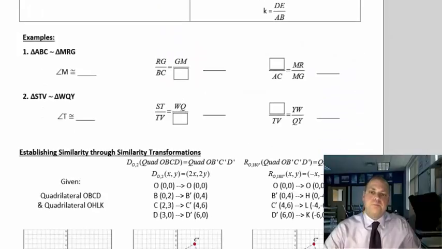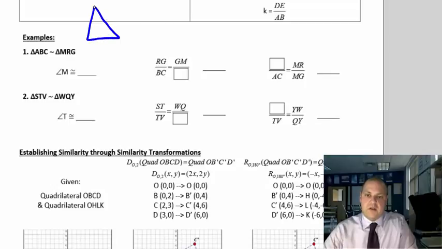So, an example of that. If I have triangle ABC, I'm going to draw a triangle. ABC. Now I'm going to draw a smaller triangle, but it's going to be the same shape.